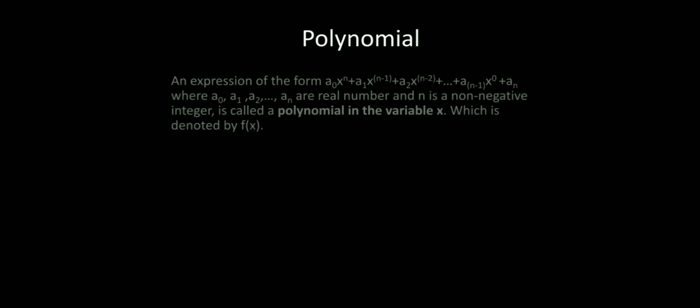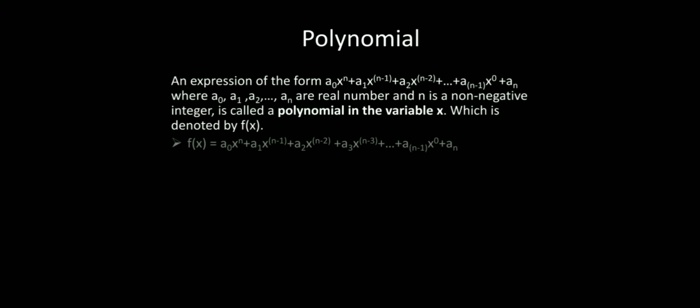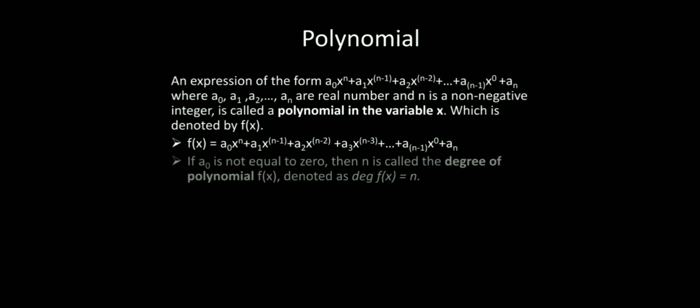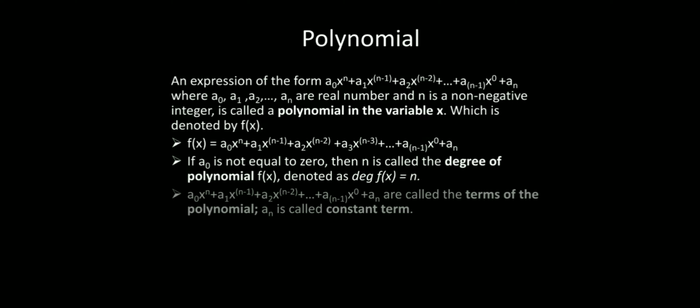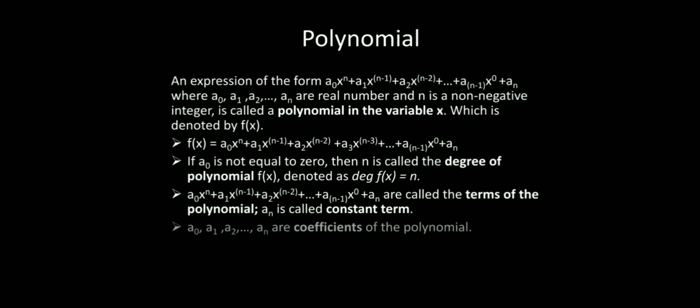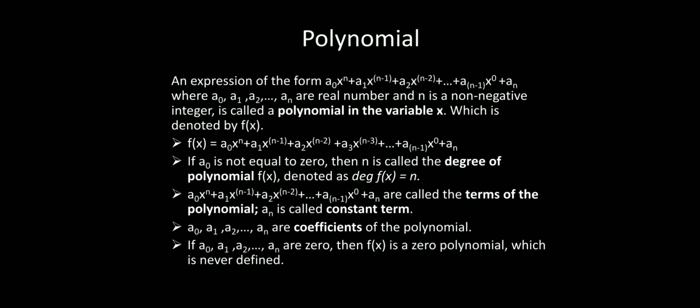So let us start with the chapter polynomial. An expression of the form given, where a0, a1, a2 till an are real numbers and n is a non-negative integer, is called a polynomial of variable x, which is denoted by f(x), isn't it?